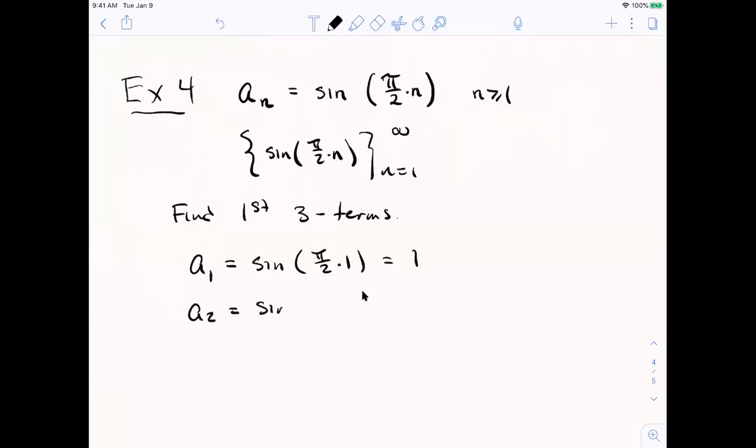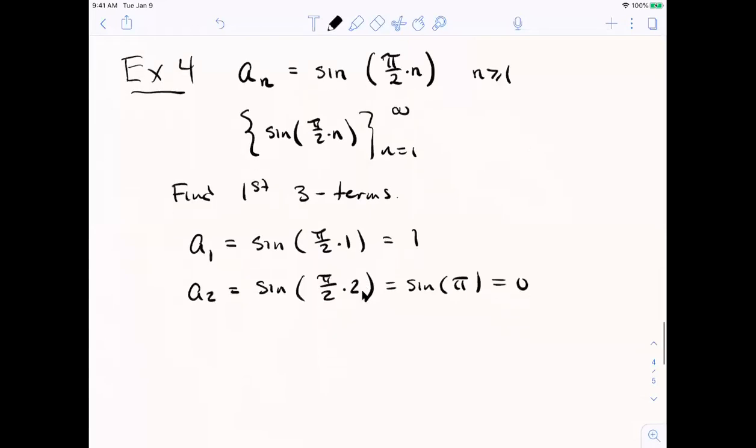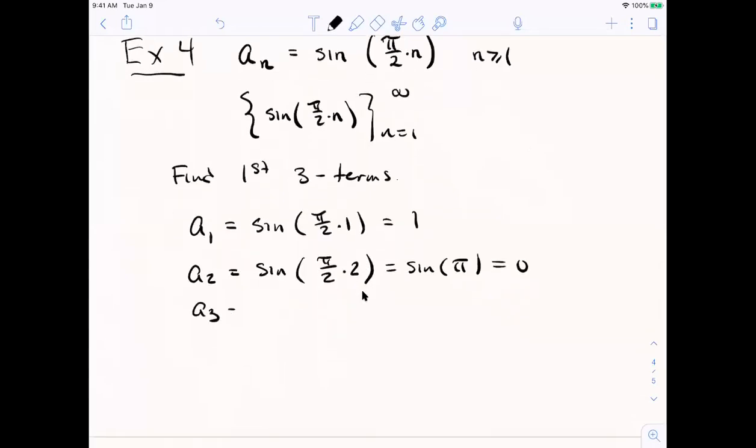For a2, I replace n with 2, so I take the sine of pi over 2 times 2. Well, that's the sine of pi, so that's 0. How about a3? Take the sine of pi over 2 times 3. That's the sine of 3 pi over 2. That's -1. And so on. So you're going to be asked to do this.